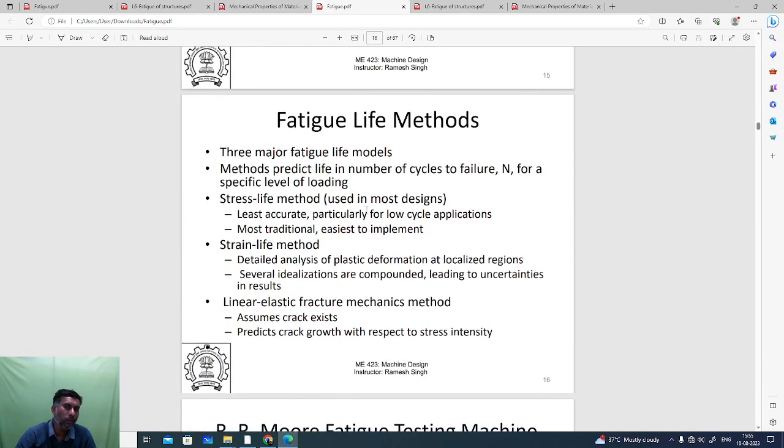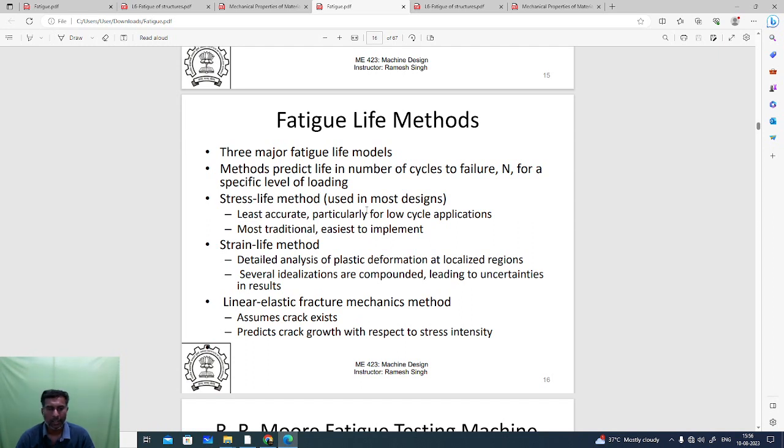Next, how is fatigue life calculated? There are three major fatigue life models. They predict the life in number of cycles to failure, N, for a specific level of loading. So depending upon the load applied, they are categorized as fatigue life methods. The first is the stress life method, the second is the strain life method, and the third is the linear elastic fracture mechanics method.